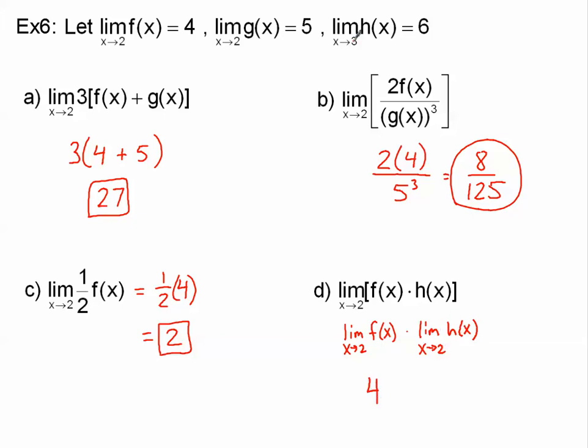I've been given the limit as x approaches 3 of h of x, but that's not the same thing as the limit as x approaches 2. And since I don't know what this function is, I can't do anything more. So I'll just leave this as the limit as x approaches 2 of h of x until somebody comes along and tells me what the function h of x is, so I can calculate that. So we can't actually evaluate this one. Other than that, these properties are pretty easy to deal with. You just use the limits that have been given to you and use those correct operations.